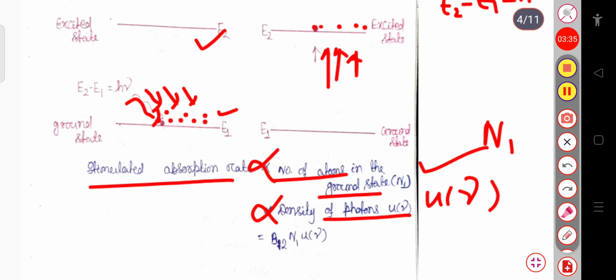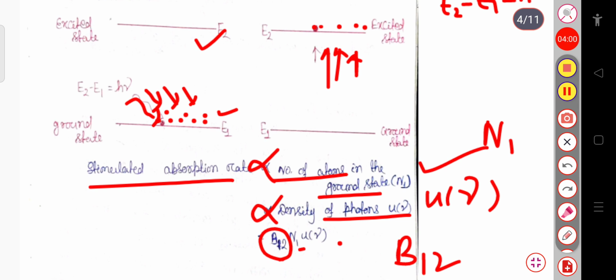By considering the proportionality constant B12 for the stimulated absorption, this is your Einstein coefficient. I will discuss it later in the next class. So the rate is B12 into N1 into u of nu, and this B12 is the stimulated absorption constant.